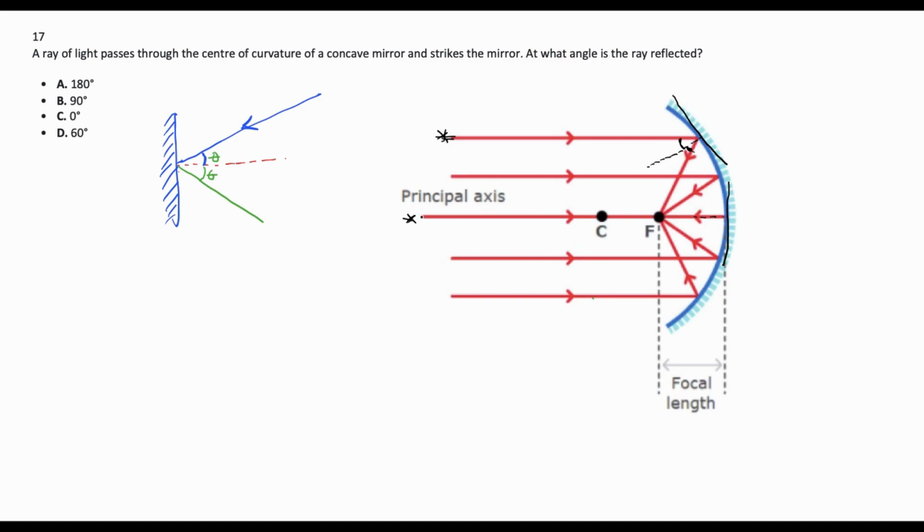So in other words, if a ray of light comes through the center of curvature of a concave mirror and it hits the mirror, the ray is going to be reflected back exactly along the same path. So the angle between those two is going to be 0. So our answer here is C.